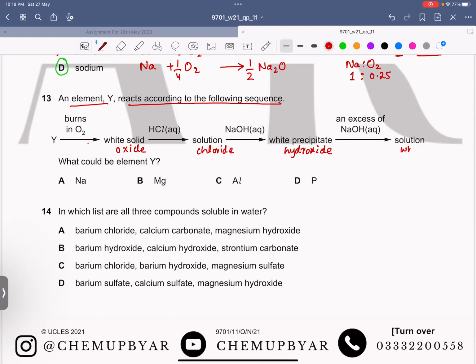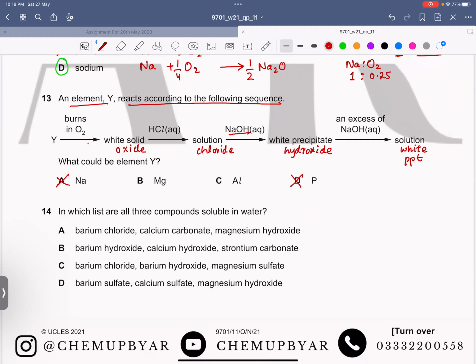So which element can it be? I think you can easily predict from these. Remember, all group 1 compounds are water soluble, right? So the white precipitate is not of sodium, so A goes wrong. And any non-metal oxide is mostly an acidic oxide, and that acidic oxide doesn't show a precipitate with an alkali on adding sodium hydroxide, so D goes wrong as well.